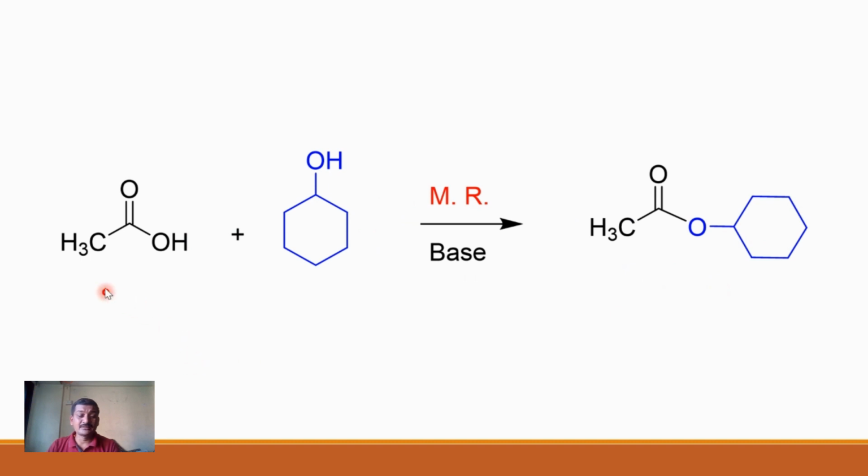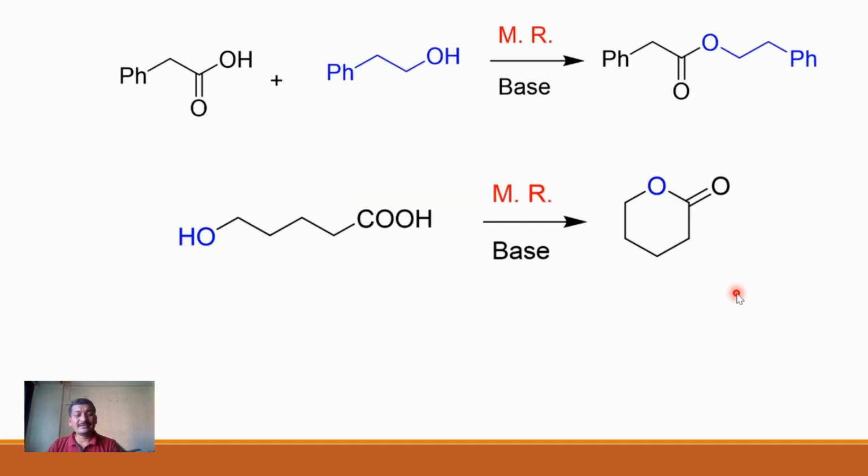Another example of the Mukaiyama esterification reaction is the reaction between acetic acid and cyclohexanol. In the presence of Mukaiyama reagent and base, you will get cyclohexyl acetate. You can write a variety of examples. Here are two more. When phenylacetic acid is reacted with 2-phenylethanol in the presence of Mukaiyama reagent and base, you will get the corresponding ester.